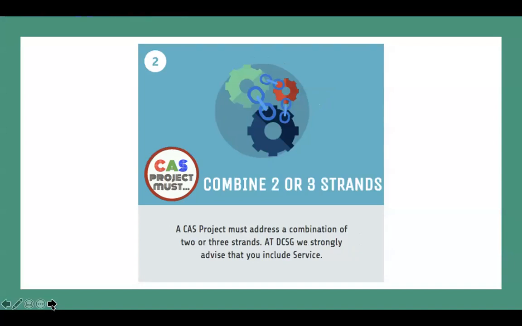It should combine 2 or all 3 of the strands of CAS. We really strongly advise you include service, as this makes it the easiest to show progress and to show that there is collaboration and that there are multiple steps to make things happen within the project. So usually it would be service and creative or service and activity. Sometimes it would involve all 3, but that is rare, but it must have at least 2, one of which we strongly suggest is service.